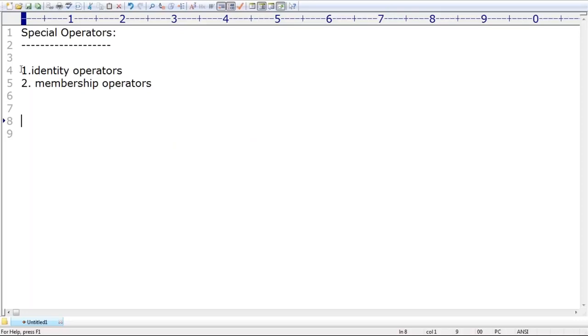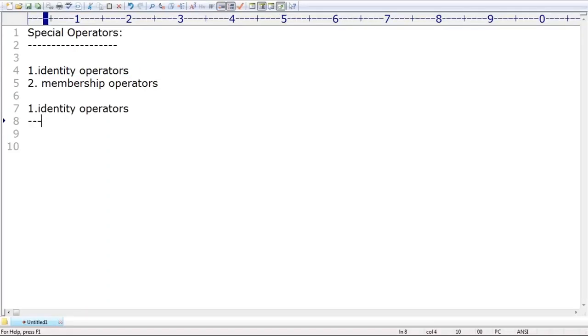What are identity operators? I covered them already. There are two identity operators: the first one is "is", and the next one is "is not". Remember that. The first one is is, the second one is is not.